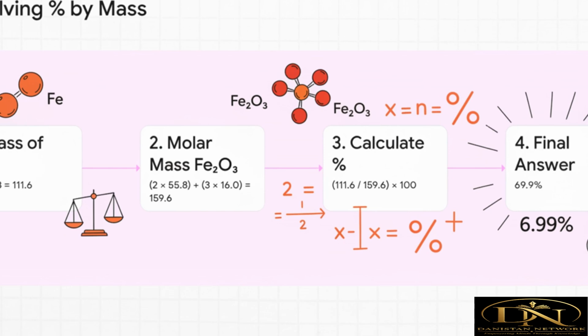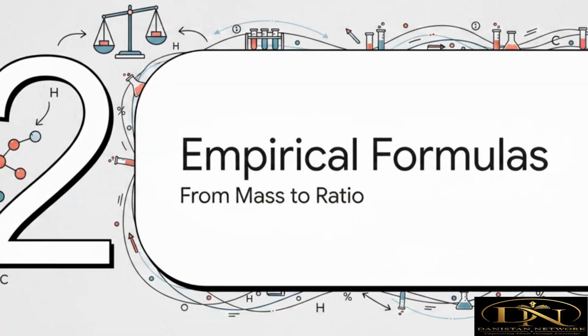Now we're ready to plug those numbers into our formula. We divide 111.6 by 159.6 and multiply the result by 100. And that gives us our answer, 69.9%. This is where things start to get really interesting.